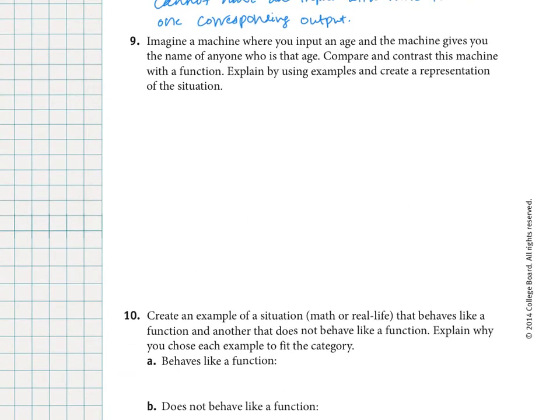Example 9 says, imagine a machine where you input an age and the machine gives you the name of anyone who is that age. Compare and contrast this machine with a function. It says explain by using examples and create a representation of the situation. So thinking about this, maybe we could create the visual first. So what I am going to do is I'm going to show this through a mapping diagram. So I'm going to use a mapping to help me out with this.